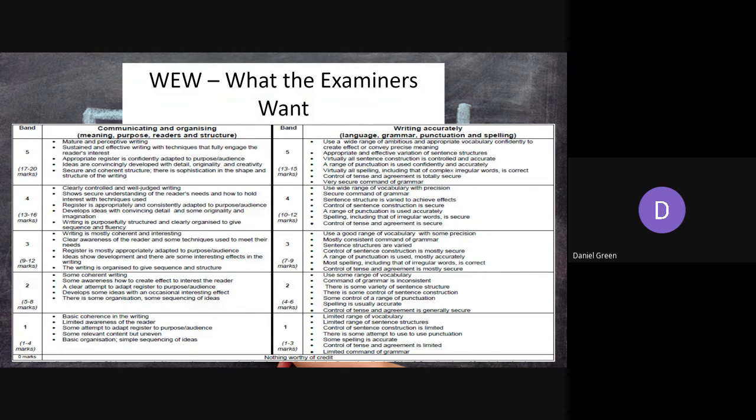Control over tense and agreement is totally secure, and very secure command of grammar are basically the same kind of thing. Make sure you're not messing with your tenses. Make sure you stick to the correct grammatical structure with all of your sentences. And the best way to check that is to proofread it at the end.